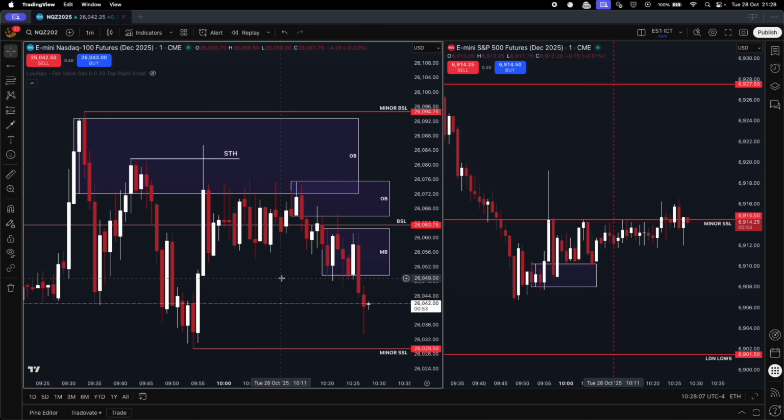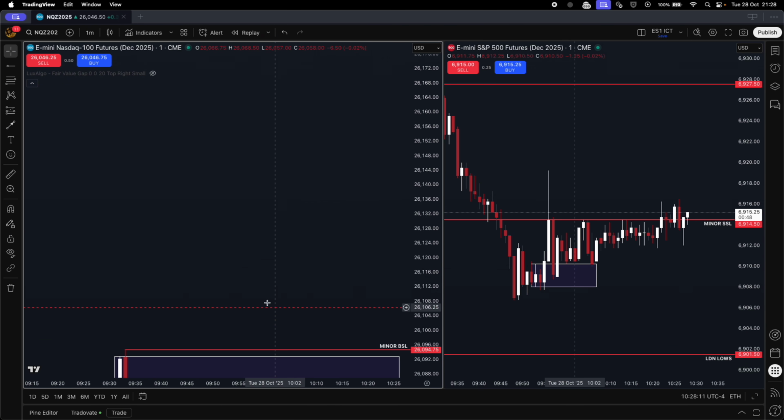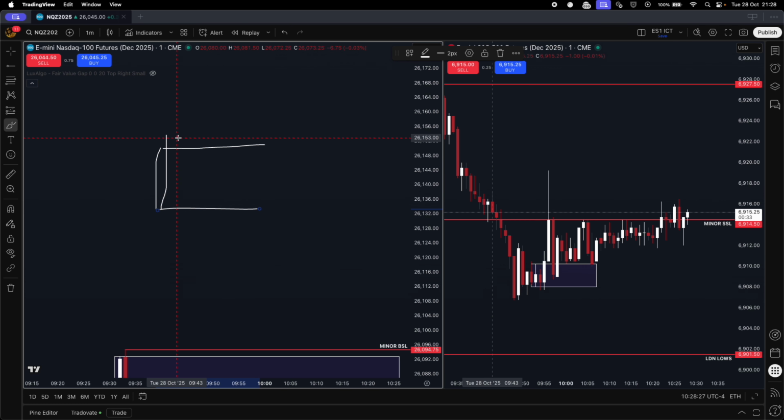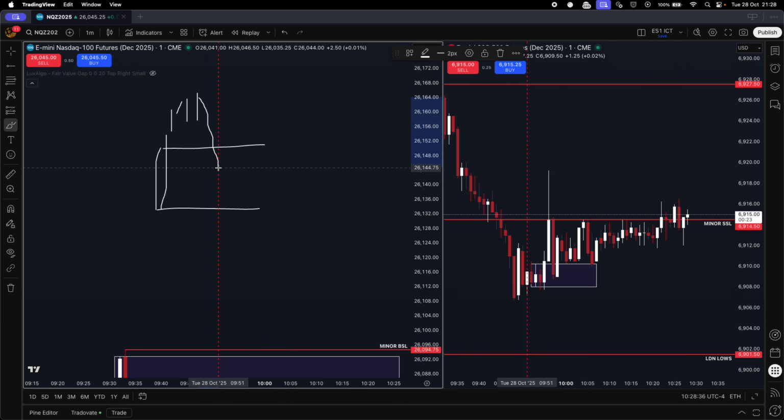The only difference between a breaker and a mitigation is this. For example, if we have a down close candle and an up close candle like this, let's extend the up close candle a bit more. So this would be a bullish order block. Price action continues to trade, and we trade back into the bullish order block. It's a bullish confluence for price to continue higher.